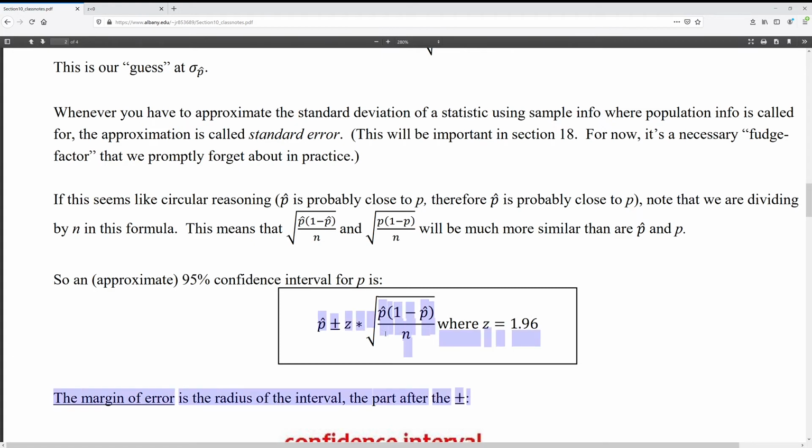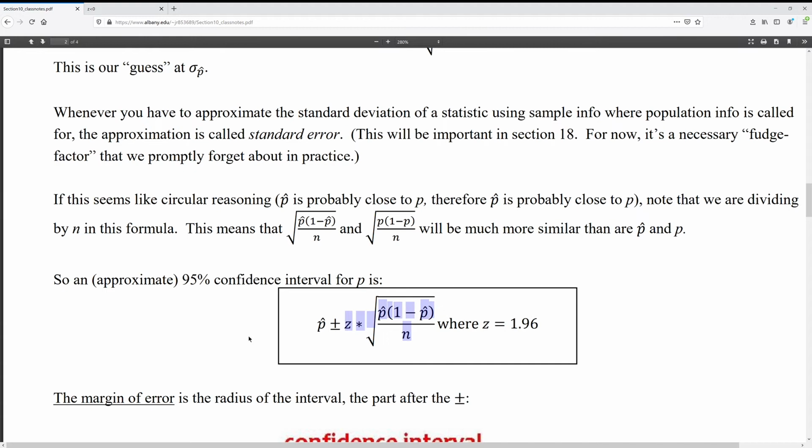I'm not having too much luck encircling that precisely, and I'm having even less luck highlighting it. I think it's the text box. There you go. Perfect.